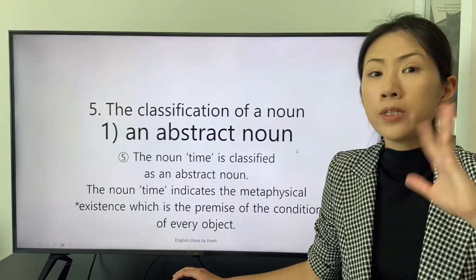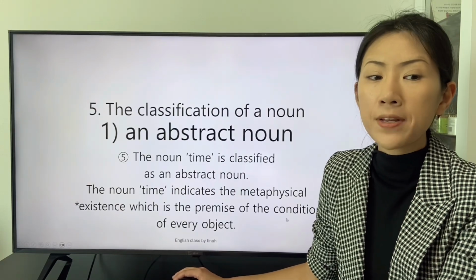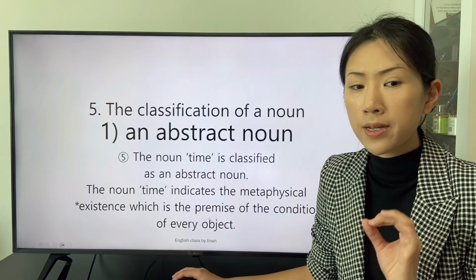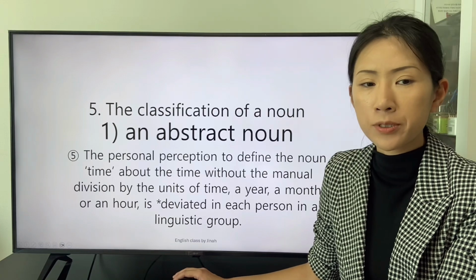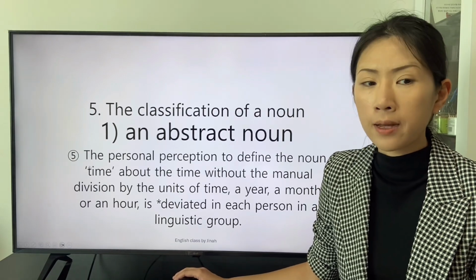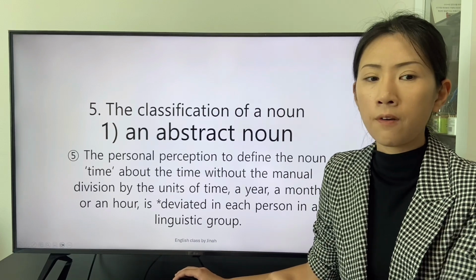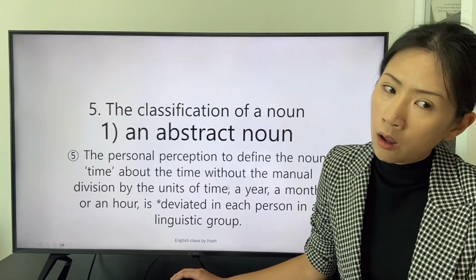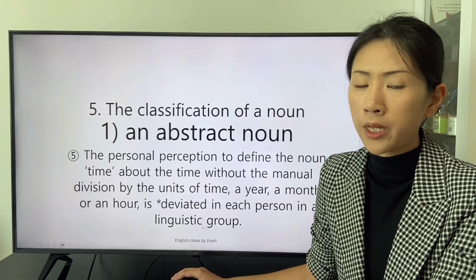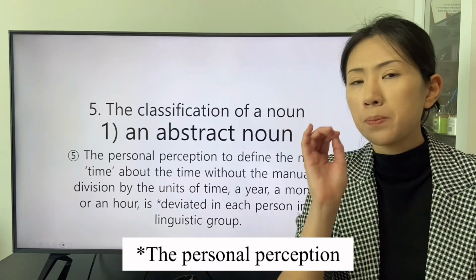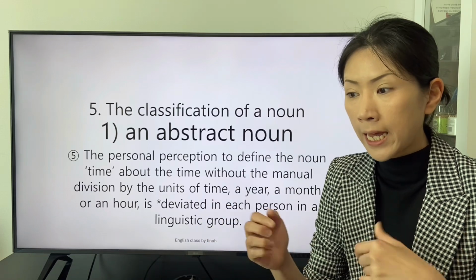The fifth example of an abstract noun is time. The noun time indicates the metaphysical existence, which is the premise of the condition of every object. And then the person's perception to define the noun time, without the manual division by the unit of time like a year, a month, or an hour, is deviated in each person in a linguistic group toward a period of time.